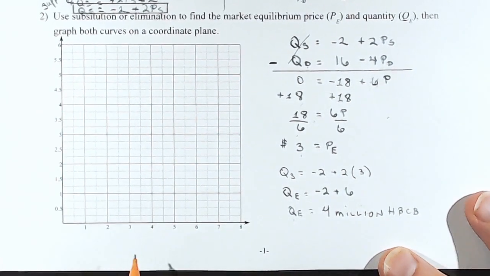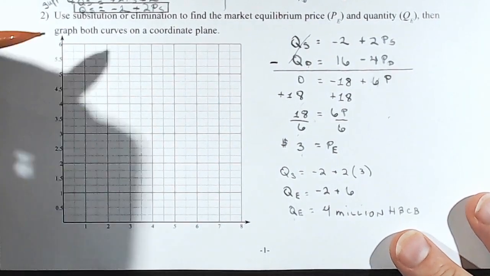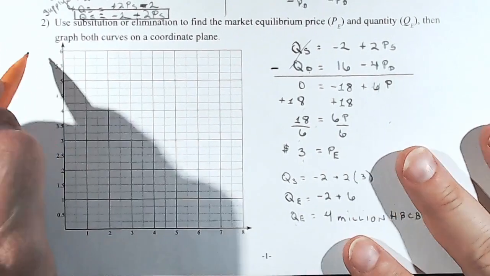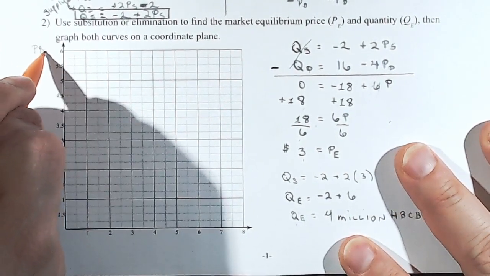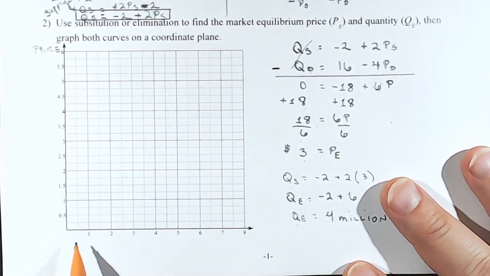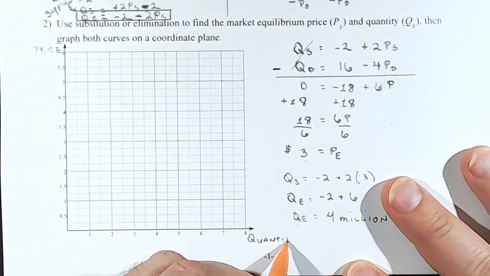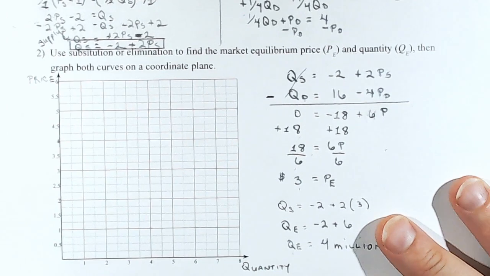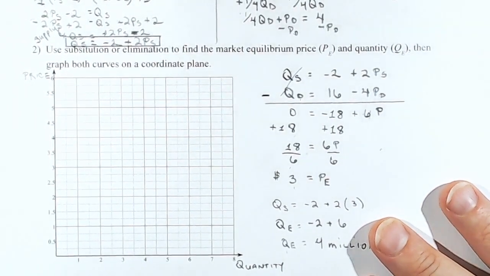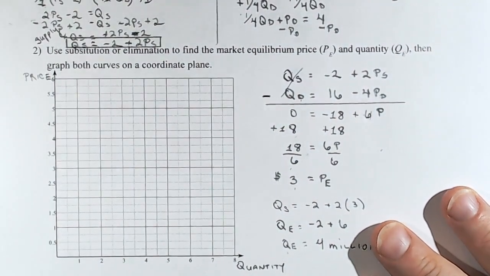If we plot that on this coordinate plane, we first have to determine what our dependent axis should be labeled and our independent axis. Well, our dependent axis is price. And this is for units of honey butter chicken biscuits. And our independent axis is quantity. Okay, price and quantity. See if I can make this a little bit darker so you can see it.